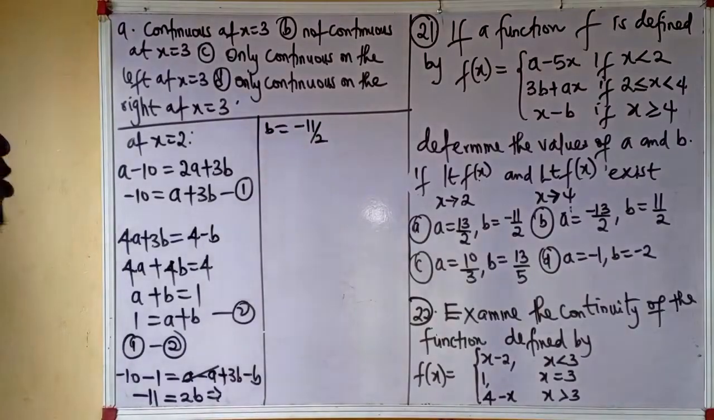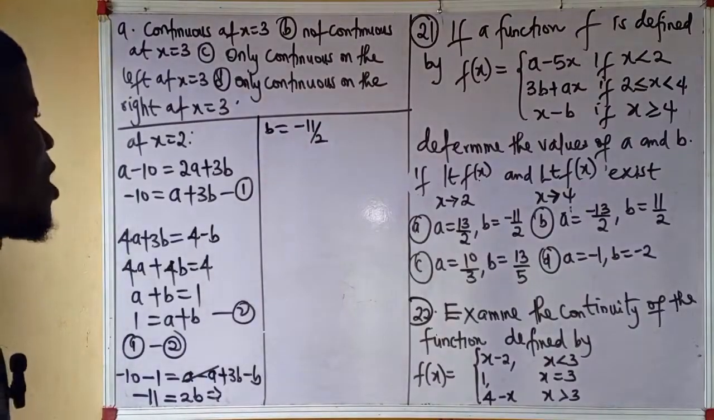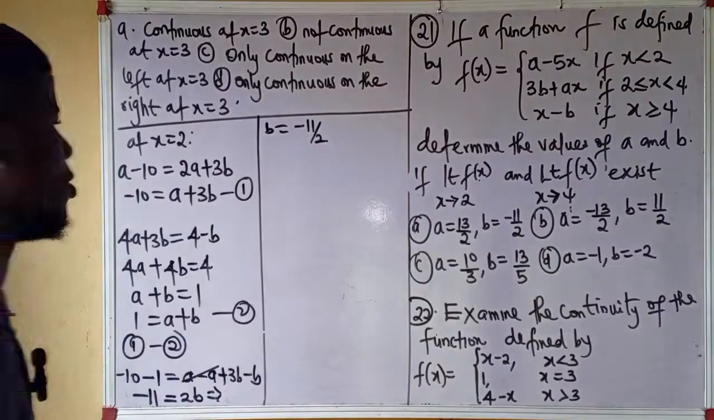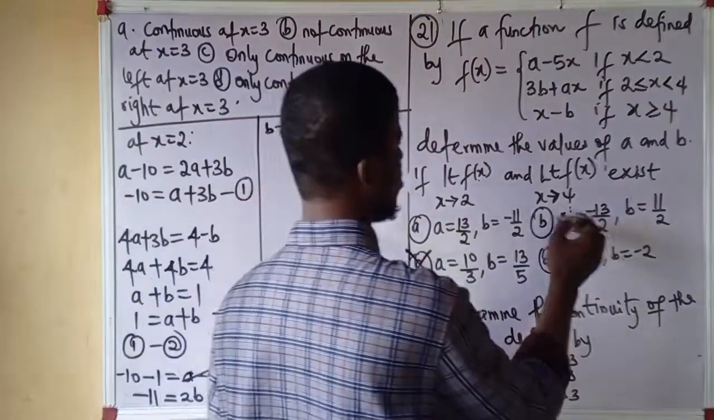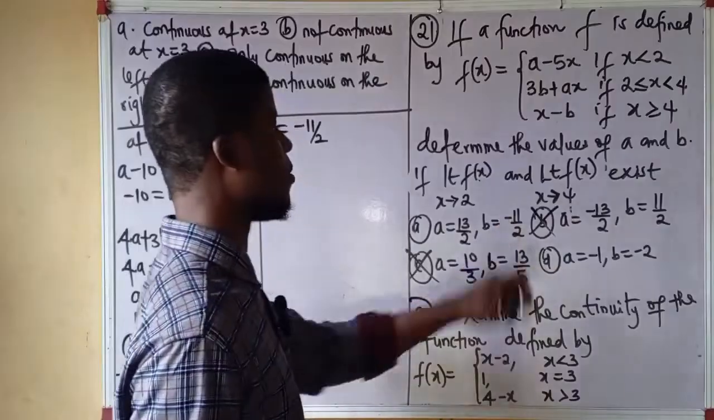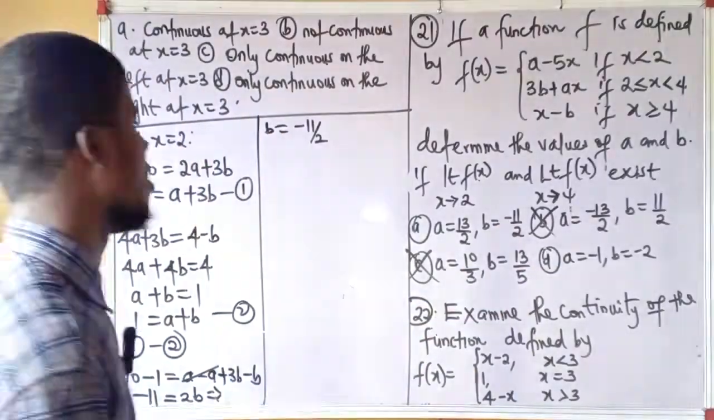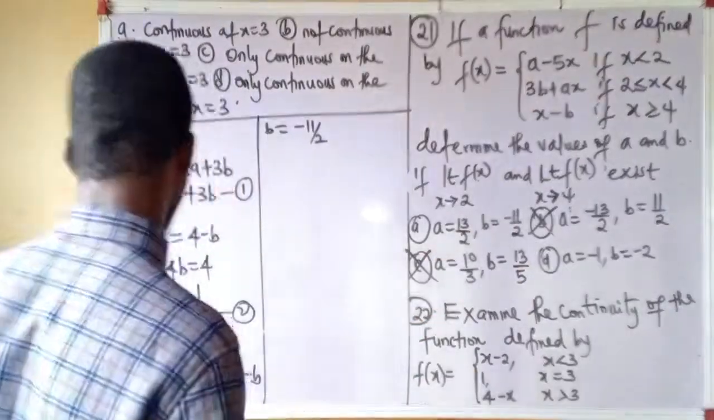So b is minus 11 over 2. So any option that does not carry minus 11 over 2 for b is wrong. This is wrong. This is wrong. I can see it here. But let me just verify that a is actually 13 over 2.